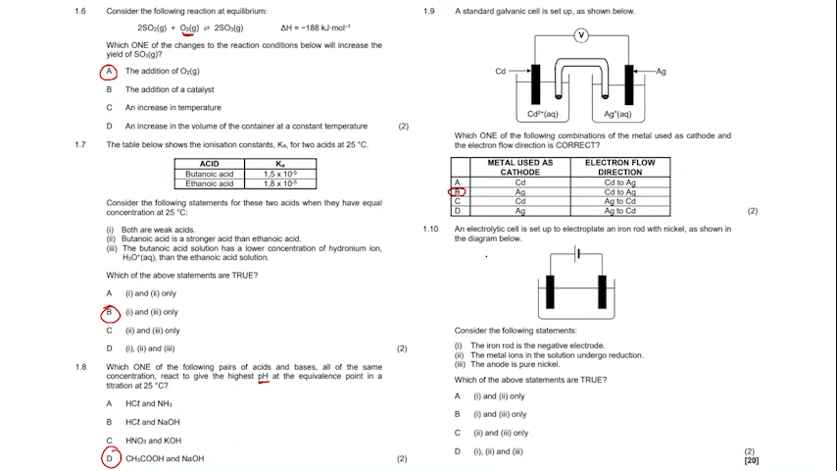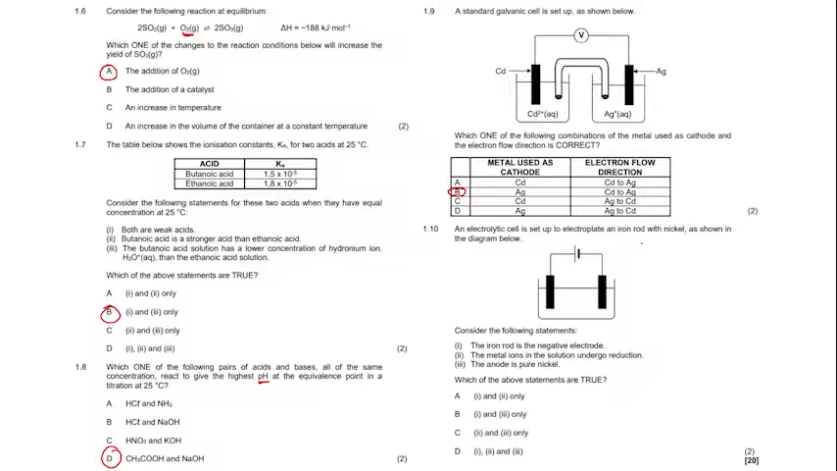Question 1.10. An electrolytic cell is set up to electroplate an iron rod with nickel as shown in the diagram below. Consider the following statements. I, the iron rod is the negative electrode. II, the metal ions in the solution undergo reduction. III, the anode is pure nickel. Which of the above statements is true?